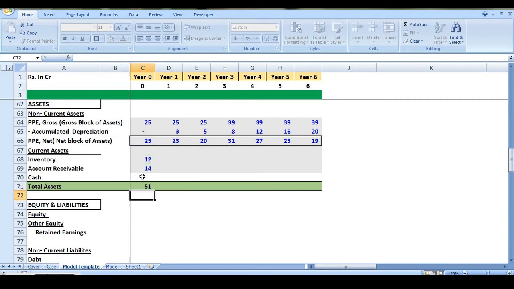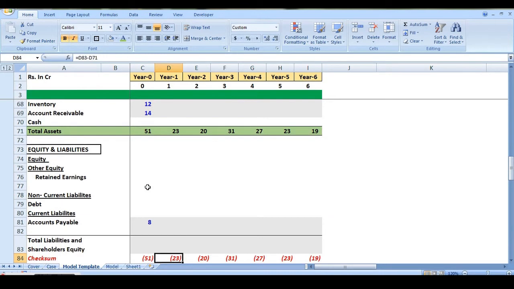Now we can drag the formula for the rest of the years, though we are yet to calculate the values of inventory, accounts receivables and cash. Now in a similar way, whatever values are presently available for the liability side, we will fill up those values and then we'll try to calculate the rest of the values.